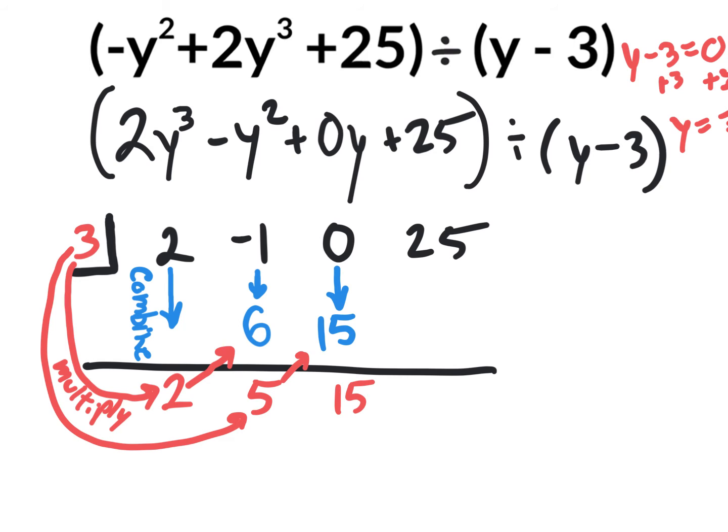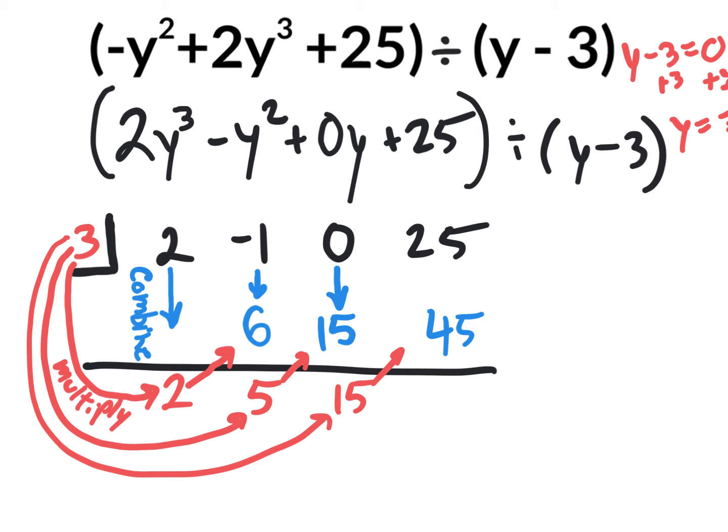As you go up, you multiply. 3 times 15 is what? 45. Put it underneath the 25. As you go down, you combine. 25 plus 45, 70. That last number right there, put a line right here. That last number right there will always be your remainder, okay? It's always going to be your remainder. And these numbers over here, these red numbers, are technically your answer, believe it or not.